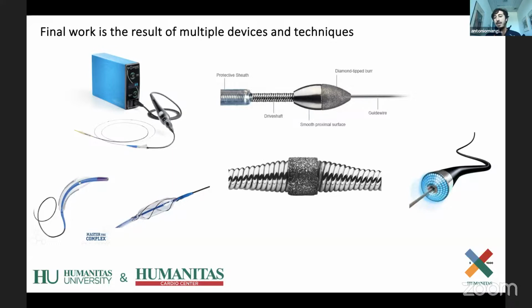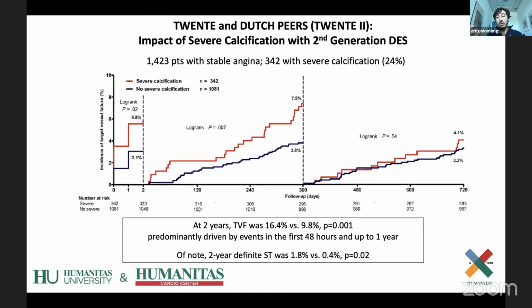So we have lithotripsy, which I know in the United States is nicely and extensively utilized. We have rotational atherectomy, we have orbital atherectomy, but we have also these old balloons, the cutting balloon, the scoring balloon, and the super high pressure balloons, which are available. And we have to learn how to use them.